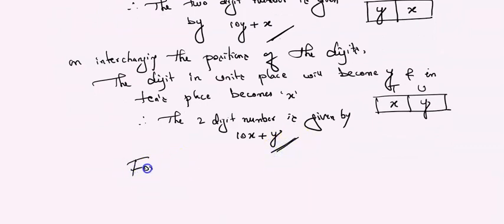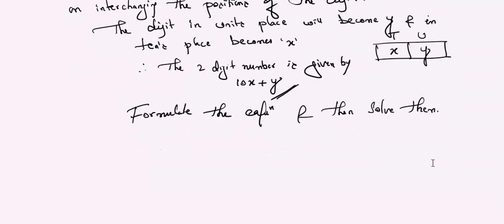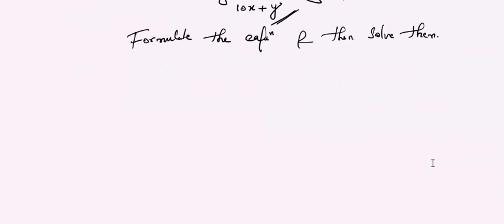And finally, what should you do? You have to formulate the equation. By using these cases, you have to formulate the equation and then solve them. So this is the procedure you have to follow while solving problems based on numbers and digits.